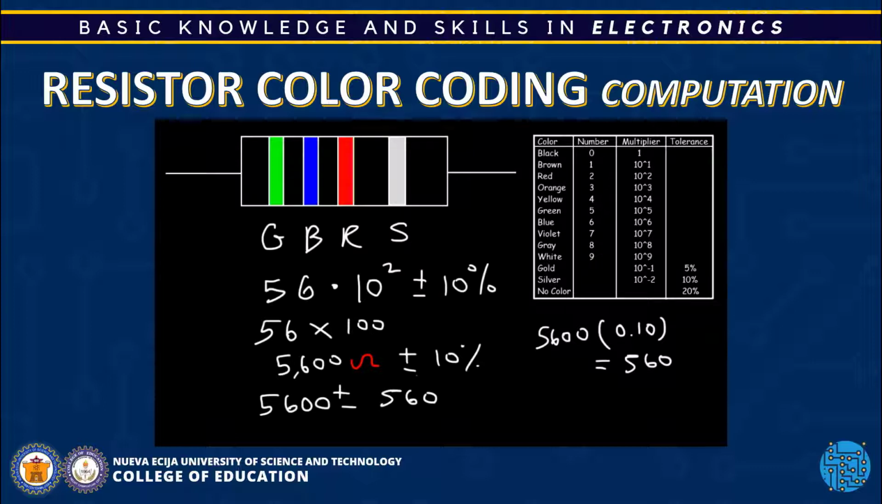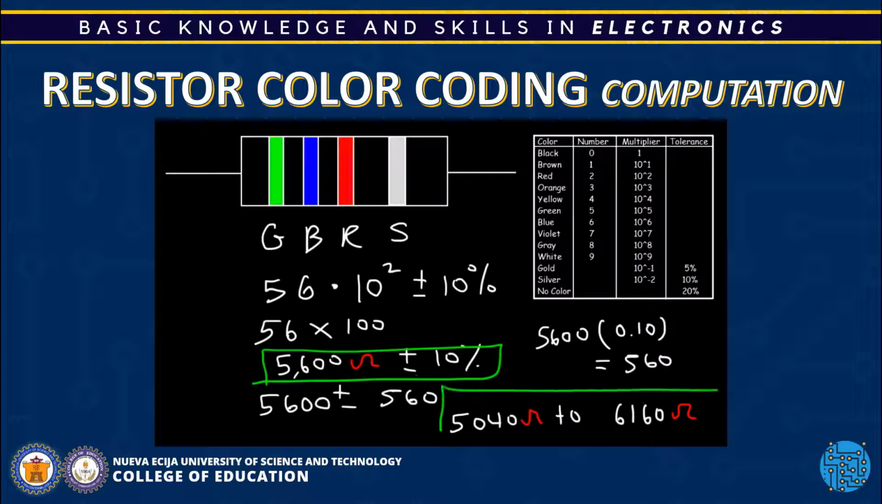5600 plus 560 is 6160, and 5600 minus 560, that's 5040. So the actual resistance could be anywhere between 5040 ohms and 6160 ohms, with the average value being around 5600. So this is the resistance, and this is the range in which the actual resistance can be.